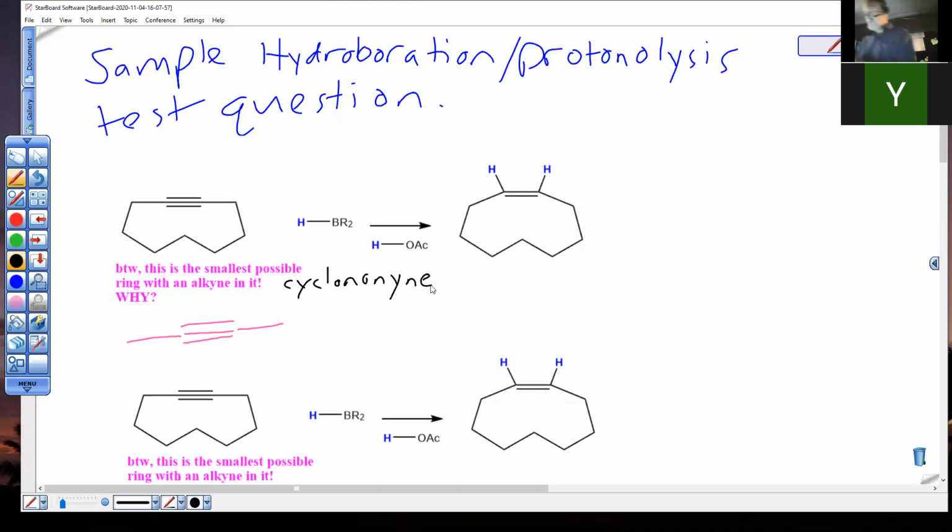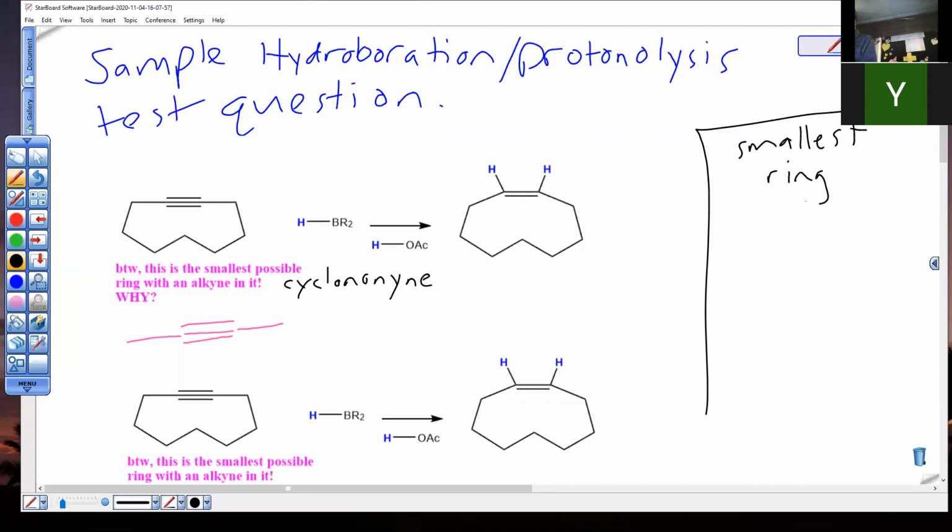Now you've read my book. What was the smallest ring with a trans alkene in it? Smallest ring with trans alkene. And that was in chapter 5.